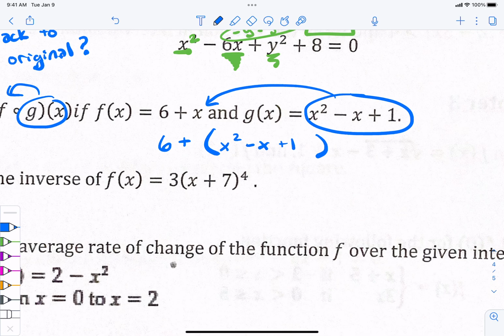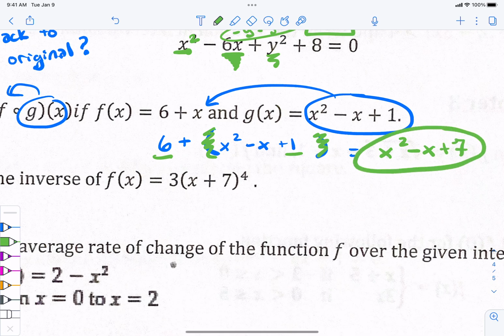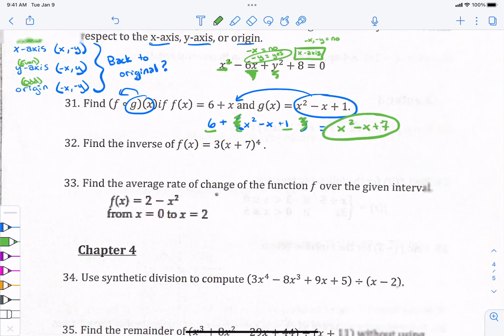Now what? You add 6. These parentheses aren't really doing anything, so I just combine the 6 and the 1. So x squared minus x plus 7. Yeah, there we go. Questions about that? Thank goodness I didn't make you do g composed of f. That would be icky.